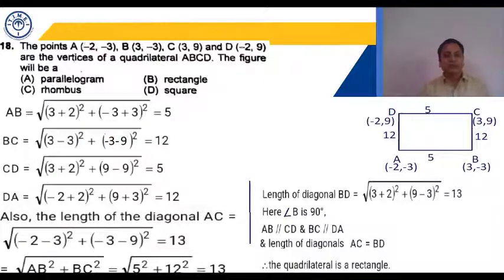You just learnt: if opposite sides are equal, it's a parallelogram. If opposite sides are equal and diagonals are equal, it's a rectangle. If you want to prove that it's a parallelogram but not a rectangle, just check the diagonals. But in this case, the diagonals are equal, opposite sides are equal, and angle B and angle D are 90 degrees. So this quadrilateral is a rectangle for sure.